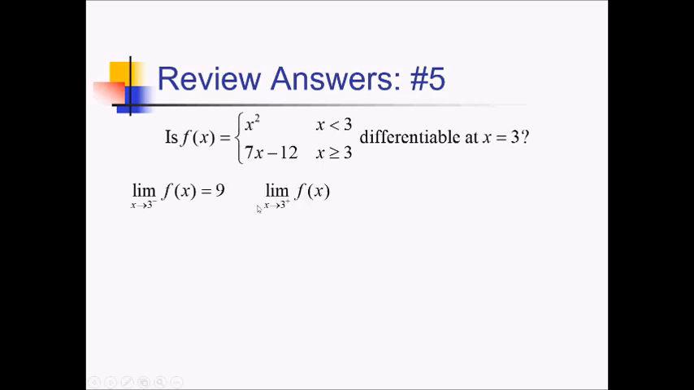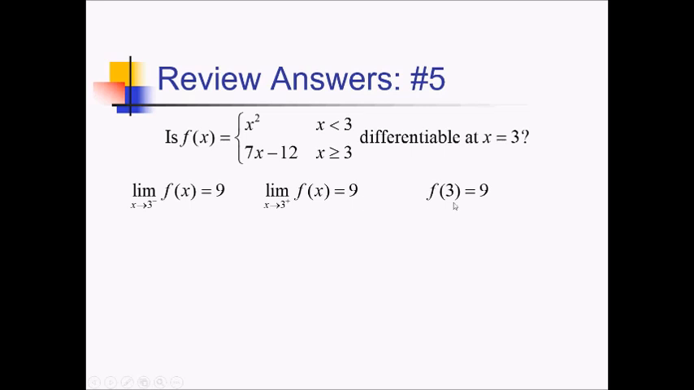Next, right side limit at 3. Now we're plugging 3 into this bottom rule. 7 times 3 is 21, minus 12 is going to be 9. So the limits match up. Let's check out the function value. Function value happens to have the same value as the right side limit because the equals is in the second rule here. So f of 3 is also going to be 9.